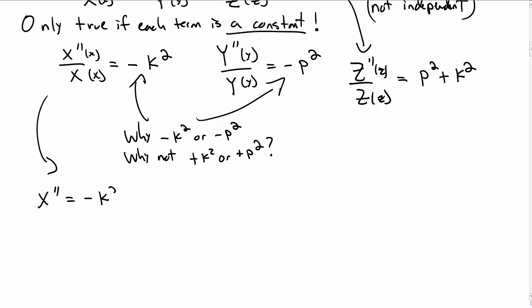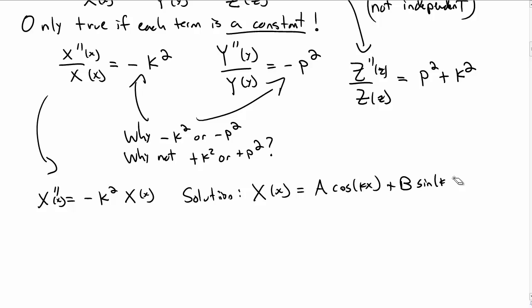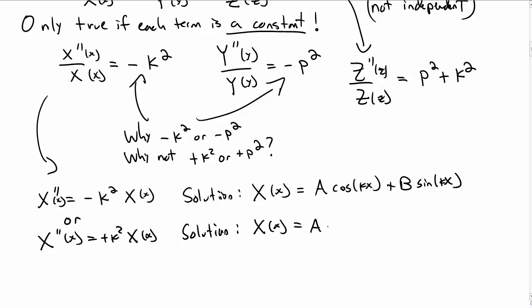So we chose the negative constant, so that would be X double prime of x is equal to minus k squared big X of x. And the solutions here are sines and cosines, for instance a cosine of kx plus b sine of kx. Let's imagine instead we chose that the constant was positive, so we chose plus k squared. In that case, the solutions are not cosines and sines, but rather exponentials: A e to the kx plus B e to the minus kx.